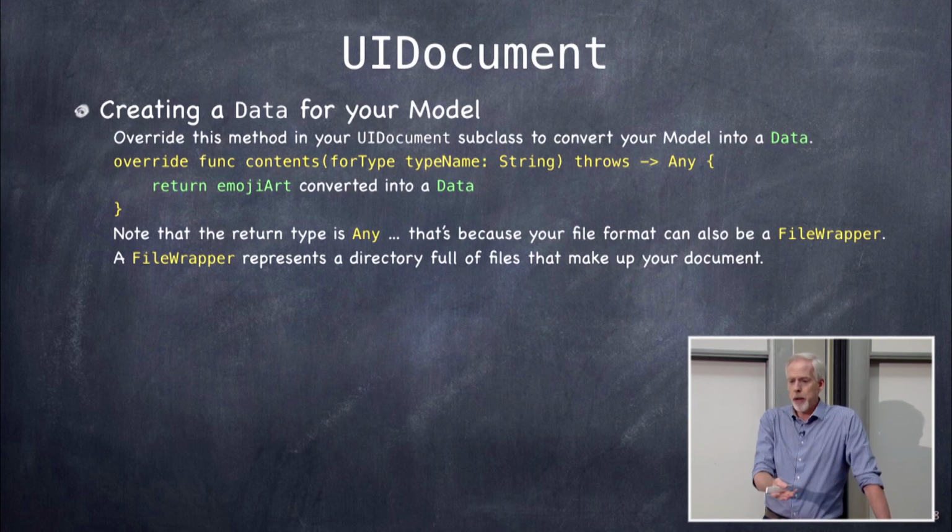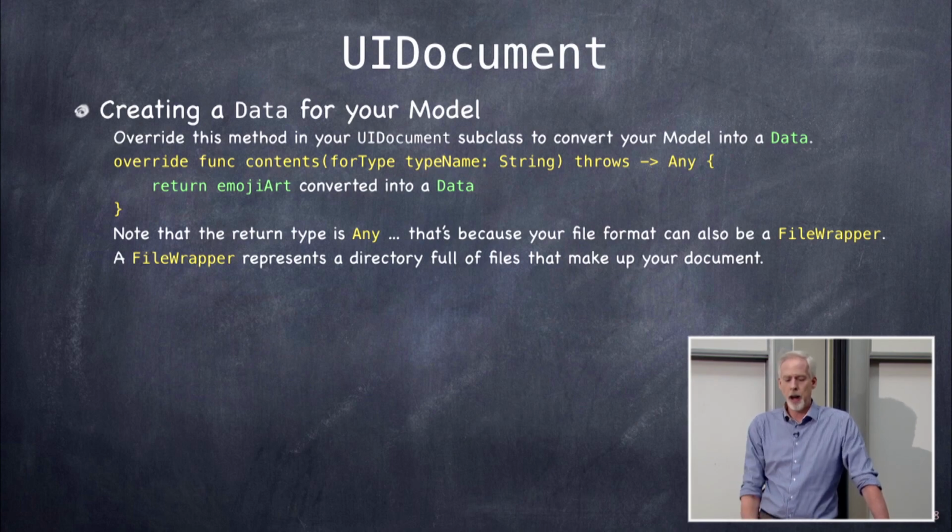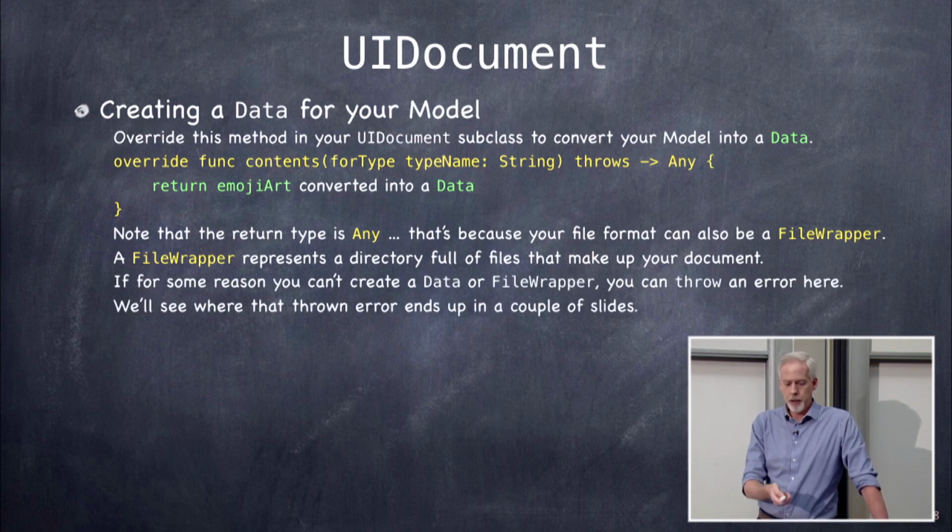And so how am I going to implement this method? Really easy. I'm going to use that archiving stuff and use a JSON encoder or something right here and create a data object. Okay, and I just return it. That's it. So this often is a one-liner, this contents for type. Now that type that you see right there, yeah, I already said you could throw there.